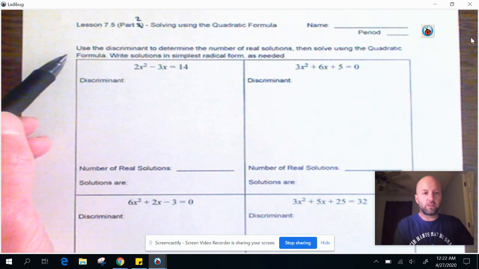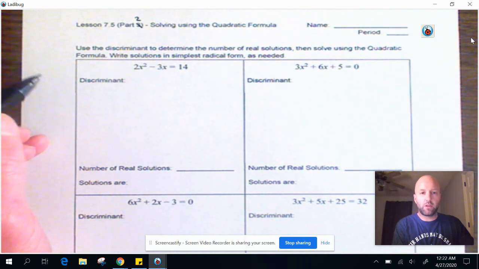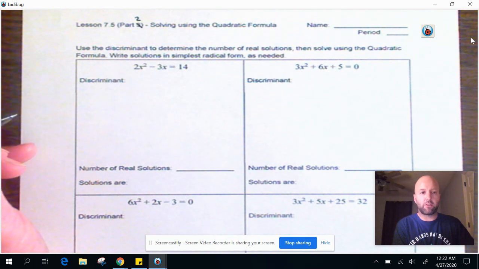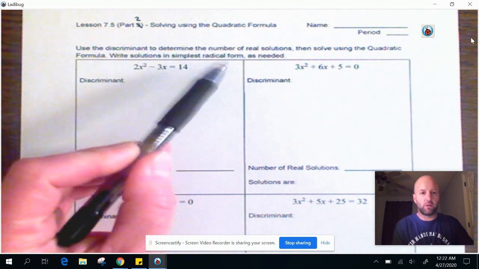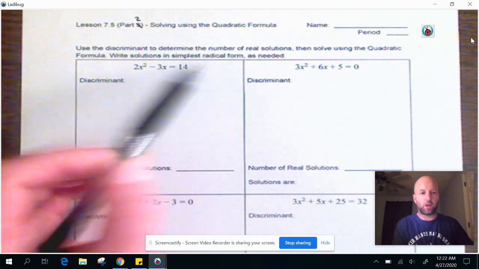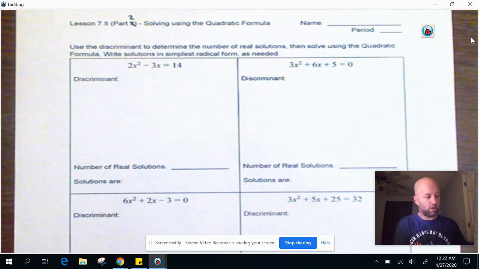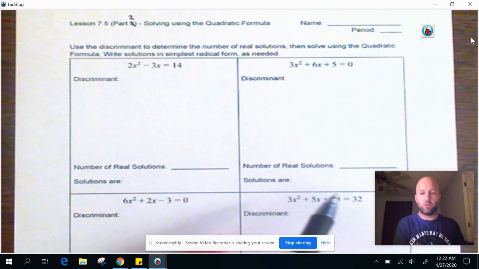Okay, so let's read through this. It says use the discriminant to determine the number of real solutions. That's what we did last time in 7.5 part 1. Then we're going to solve using the quadratic formula. And then we're going to write our solutions in simplest radical form. So we're not going to approximate here. Okay, so let's just jump right in. I'm going to work 3 of these questions, and then I'll work probably this last one on a separate video. If you are interested and you need more help, you're welcome to look at this, okay?